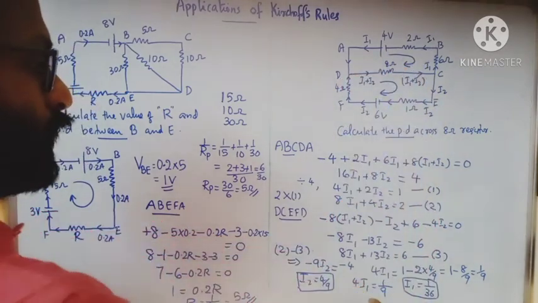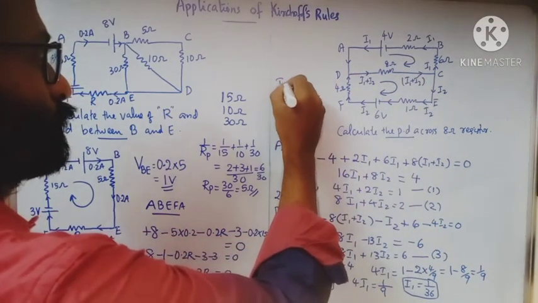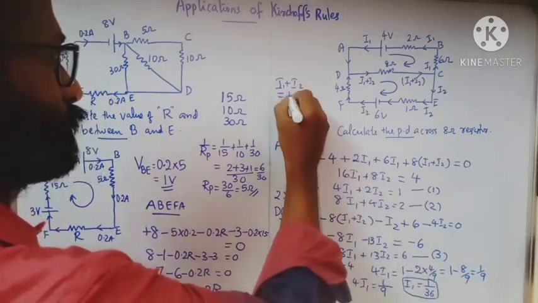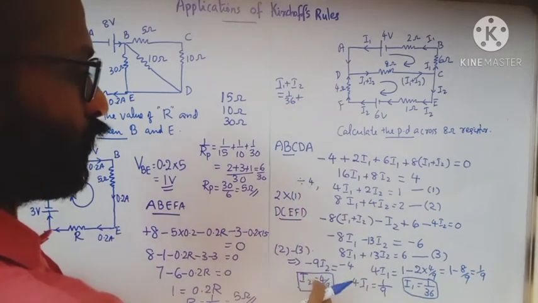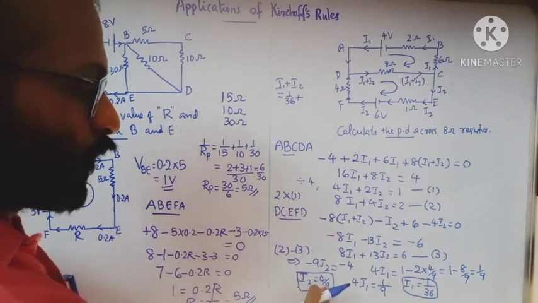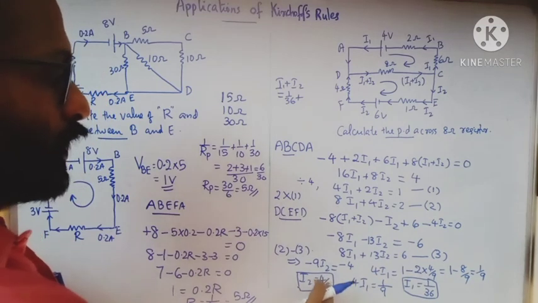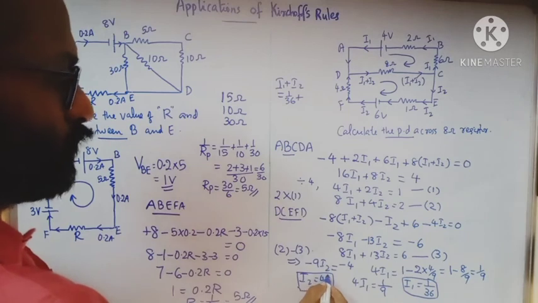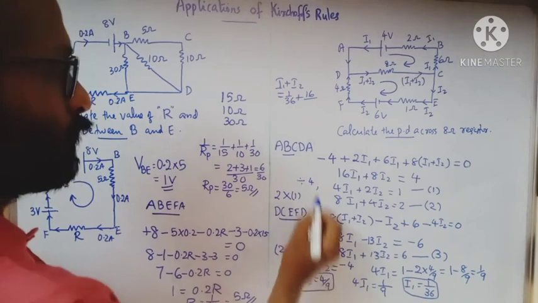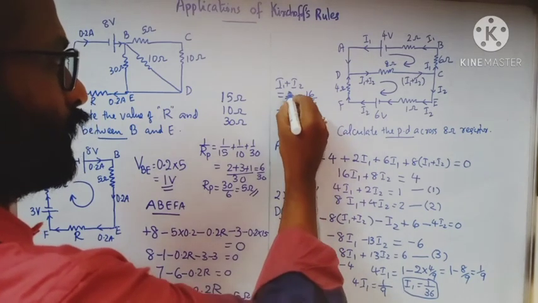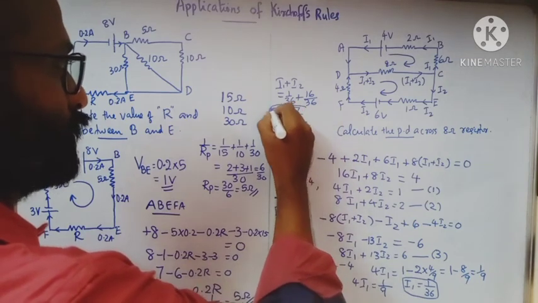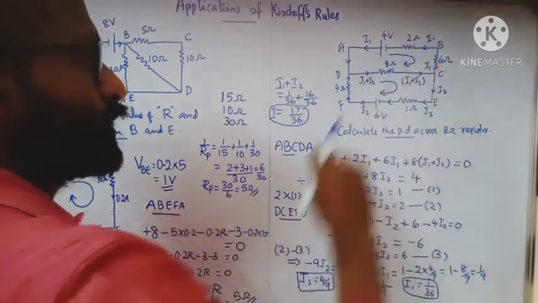Now I need the sum of these two because I need to find the current through the 8 ohm. How will you find the sum? I1 plus I2 is equal to 1 by 36 plus 4 by 9. How can you make the denominator 36? Multiplying by 4 on numerator as well as denominator, you will get 4 into 4 is 16 over 36. When you add, you will get 17 by 36. This is the total current I flowing through the resistance 8 ohm.